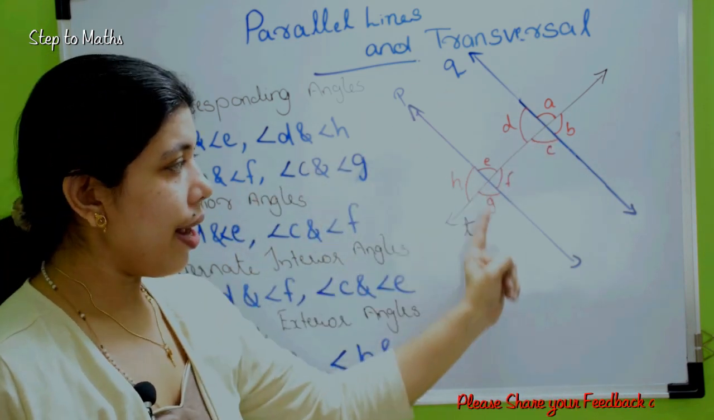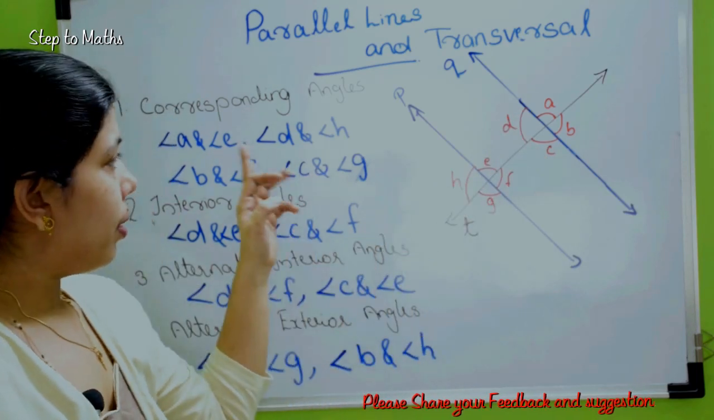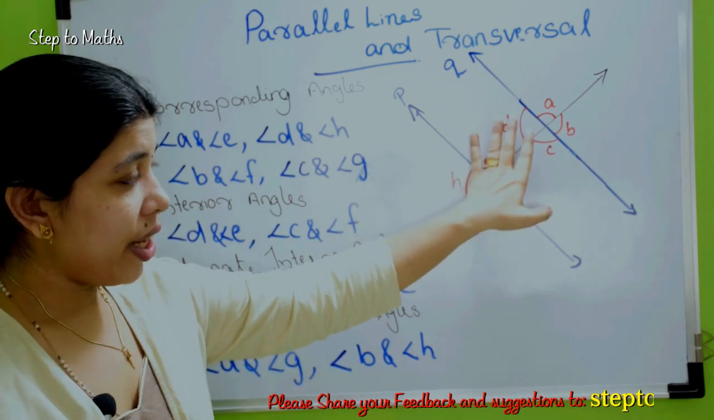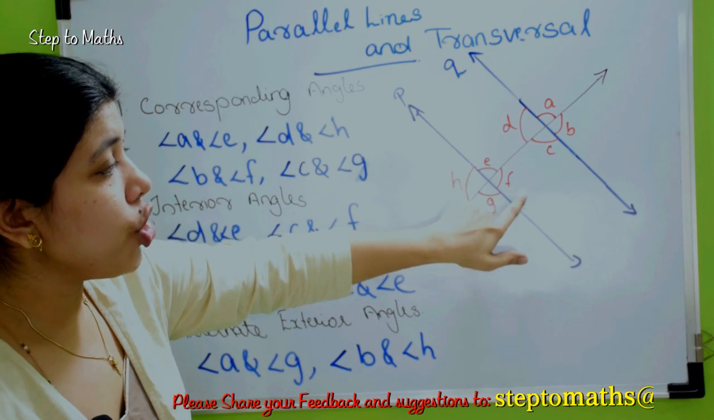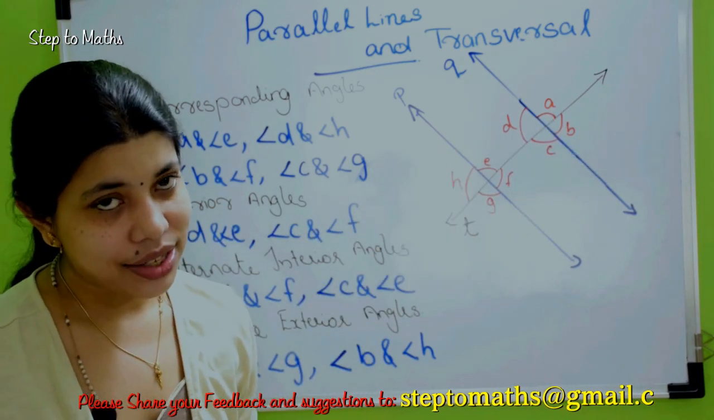When two parallel lines are cut by a transversal, 8 angles are formed. The types of angles are corresponding angles, interior angles, exterior angles, alternate interior angles, and alternate exterior angles.